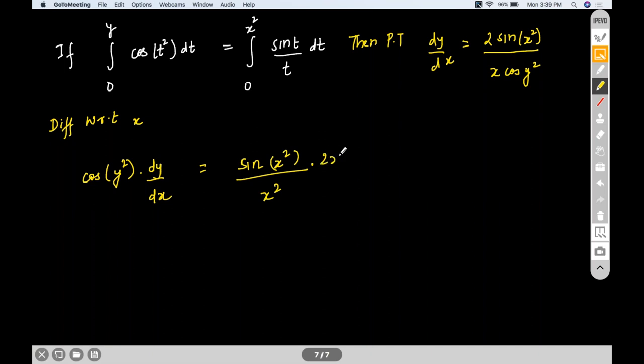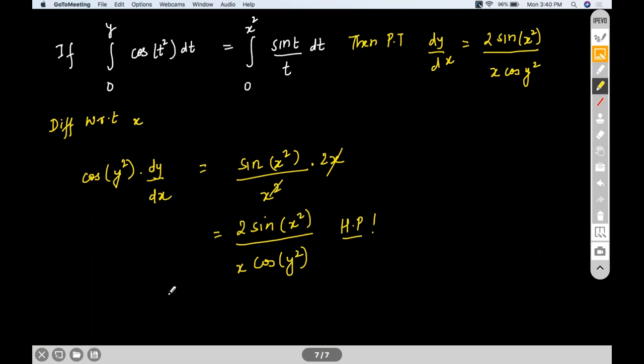into the derivative of x square, which is 2x. Again, I will not bother to write the next term. This is the end of the game. So x gets cancelled, and we get cos y square in the denominator. So this becomes 2 sine x square by, in fact there's 1 x left over here, x cos of y square. Done. And it's proved. Simple.